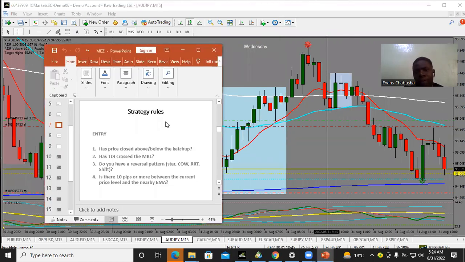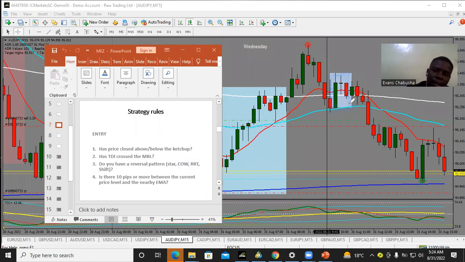Okay, the next thing you're going to ask yourself is, do you have a reversal pattern? So in this instance, you're looking for stars, you're looking for cord of wood, railroad track, or a shift candle. Okay, so if you look at this three bar pattern here, when I first started teaching this, I mentioned that you have a pattern like that.